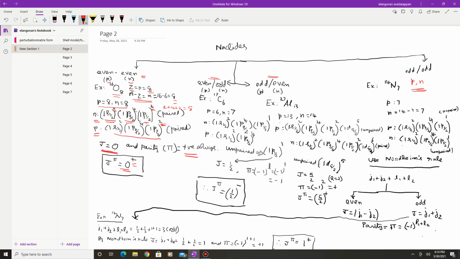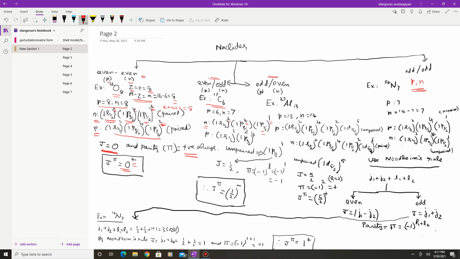If it is an even-odd nucleus, for example carbon-13, the proton number is 6 and the neutron number is 7. If you write down the energy level sequence for the neutron, the first level is 1s1/2, where 2 are occupied, and 1p3/2, where 4 particles are occupied. Since there are 7, 2 plus 4 is 6, the remaining 1 goes into 1p1/2. So there is one neutron in the outermost level, 1p1/2.